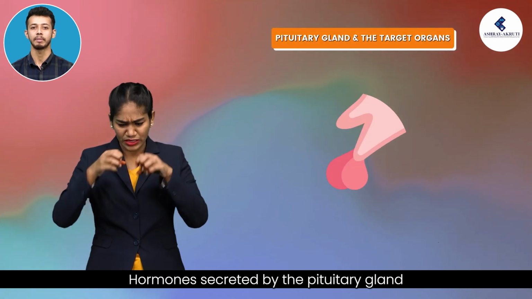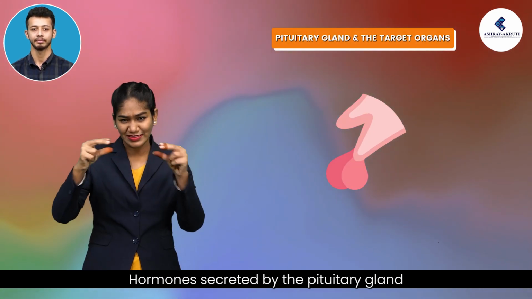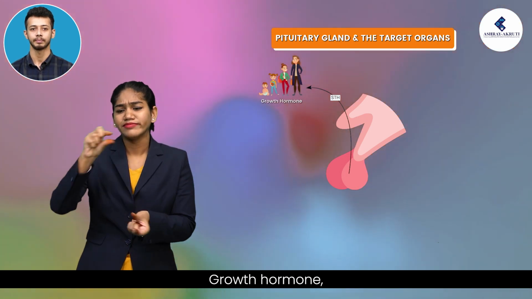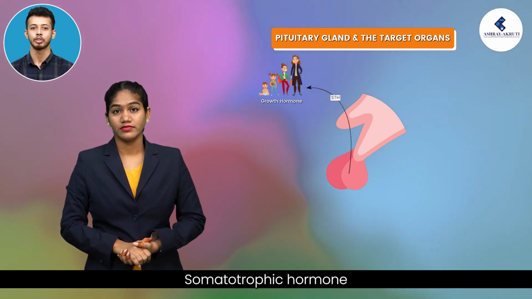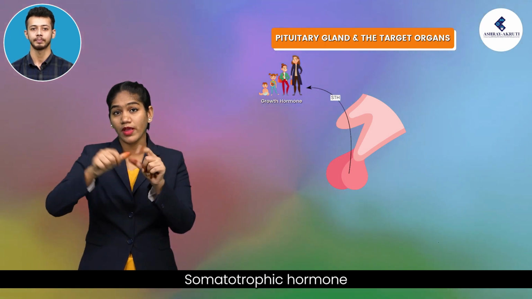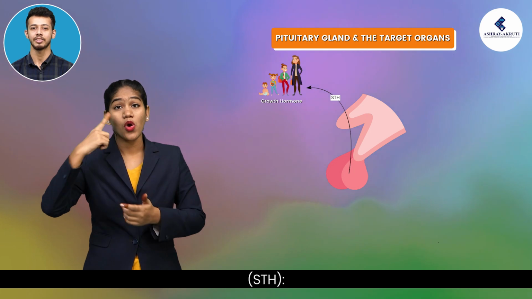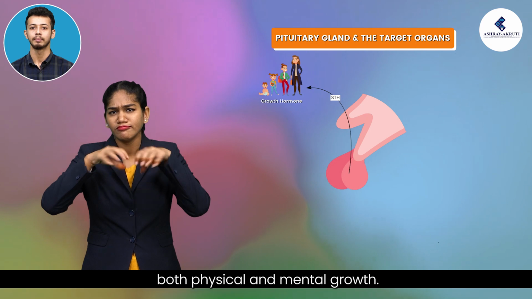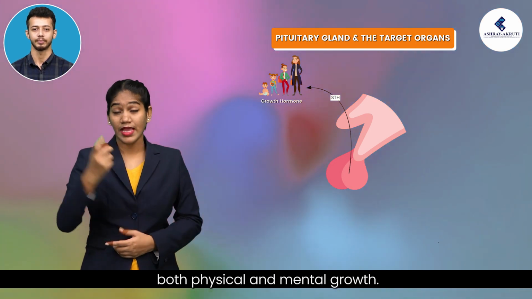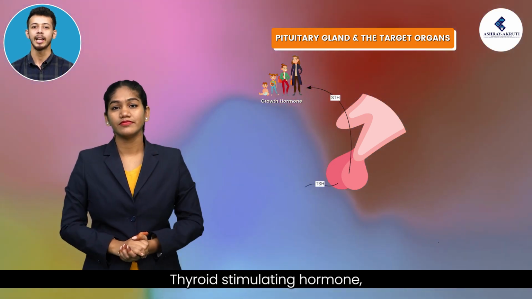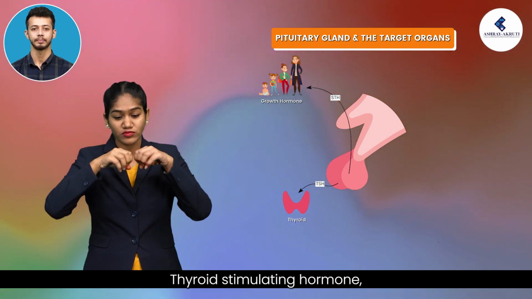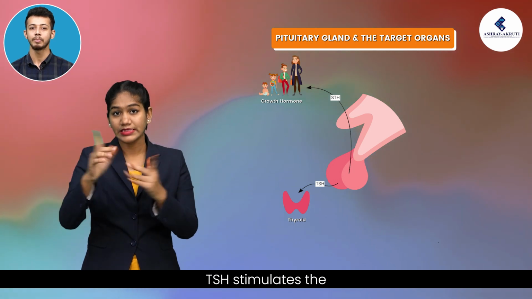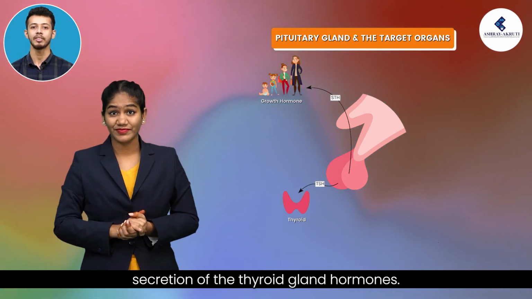Hormones secreted by the pituitary gland: growth hormone, somatotropic hormone, STH. It regulates both physical and mental growth. Thyroid stimulating hormone, TSH, stimulates the secretion of thyroid gland hormones.